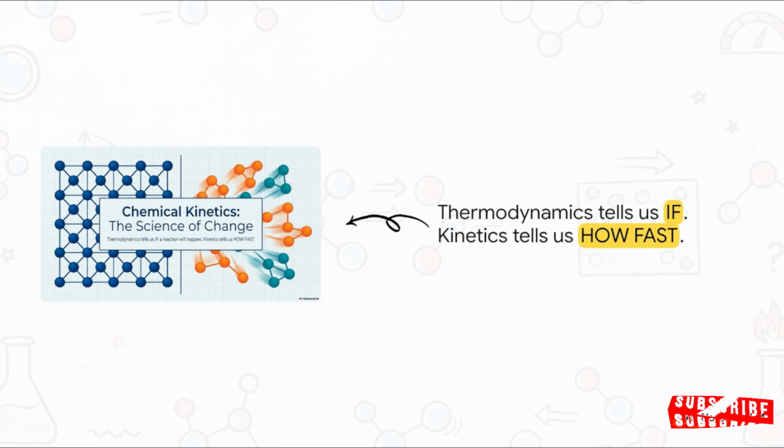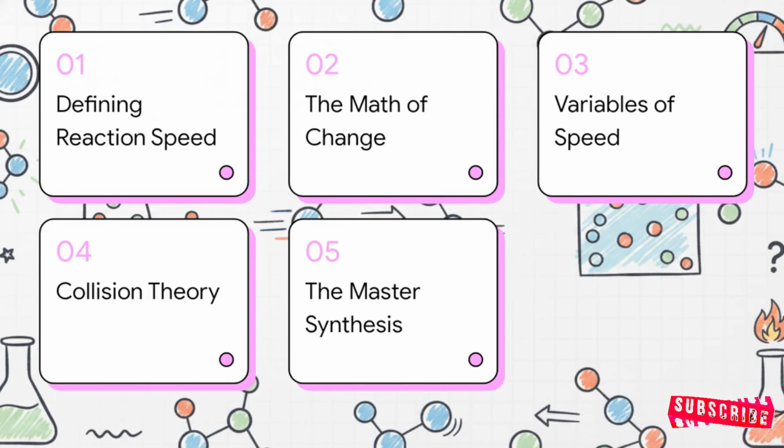Okay, let's set the stage by establishing our core premise. In chemistry, thermodynamics is the branch that tells us if a reaction is even going to happen at all. It deals entirely with the start and end energy states. But here's the catch. It tells us absolutely nothing about time. And that is exactly where chemical kinetics swoops in. Kinetics is literally the science of change. It's entirely dedicated to answering one really critical question: how fast?